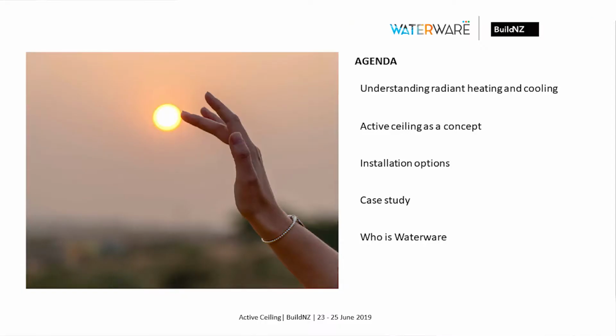So let's get started. The first thing we're going to do is just talk about radiant heating and cooling as a general concept, and then we'll get more specific and talk about active ceiling, which is the new technology which we've just released. You can see an active ceiling panel here. I'll talk about the installation options, physically how you run the pipes and connect up the panels, and then we'll just go through a quick case study of a job which we've had access to in California.